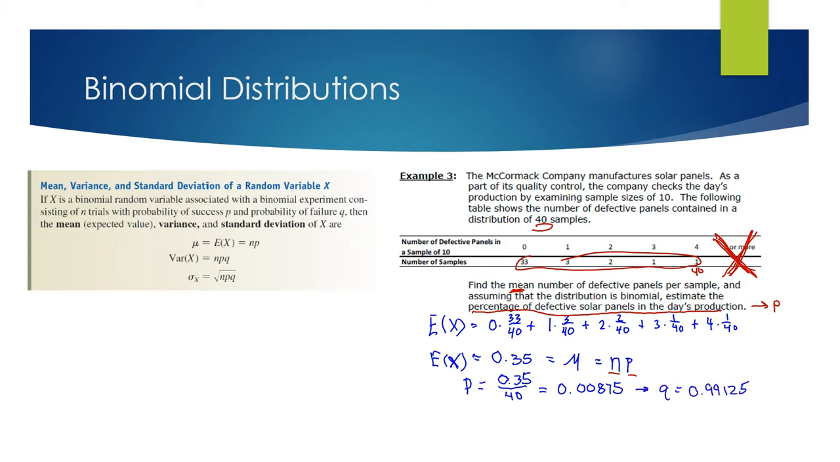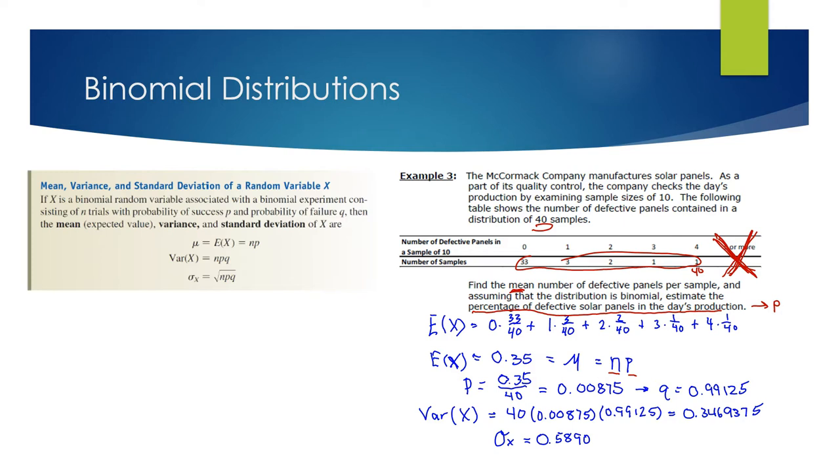So that's the probability of a success, which means Q would be 0.99125. Now, if I wanted to calculate the variance and the standard deviation, the variance would be 40 times P times Q, which would give me about 0.349375. And square rooting that, I'd get about 0.5890 for the standard deviation. Now, we weren't asked to find those things, but I just wanted to use this example to show that we found what the mean was.